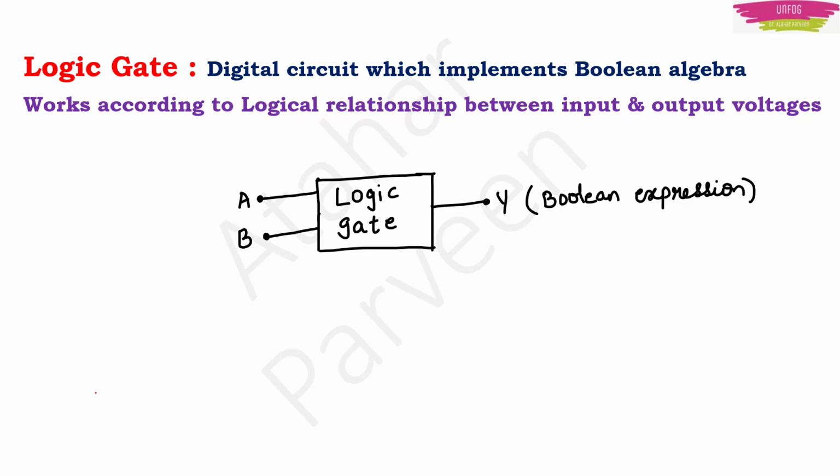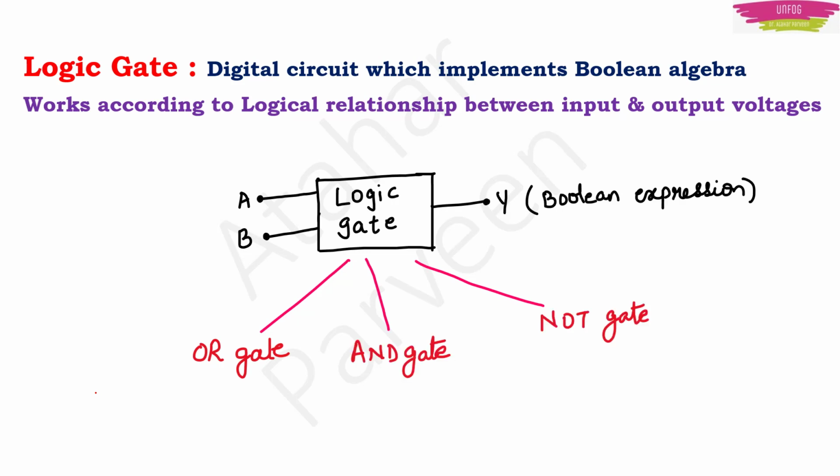The basic gates are of three types. First is the OR gate, second is the AND gate, and third is the NOT gate. Obviously, these three gates will follow the operations which we have learned now. OR gate will follow the addition operation, AND gate will follow the multiplication operation, and NOT gate will follow the complement operation. Let us talk about them one by one.